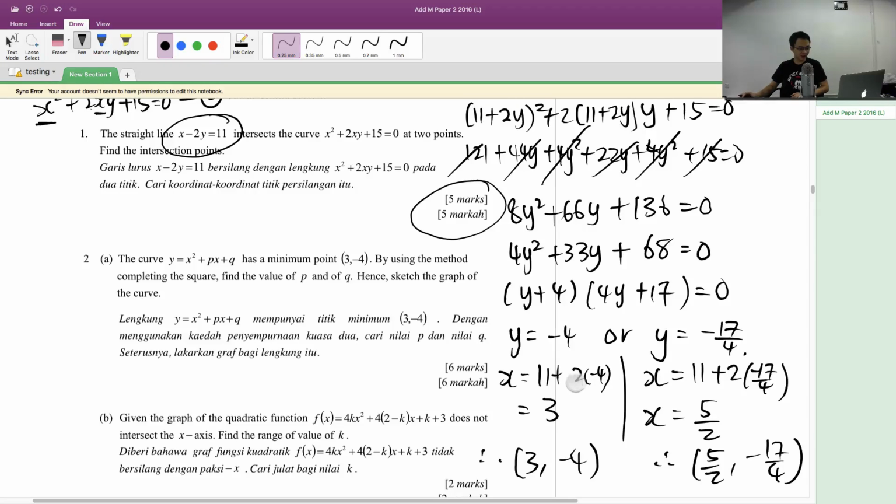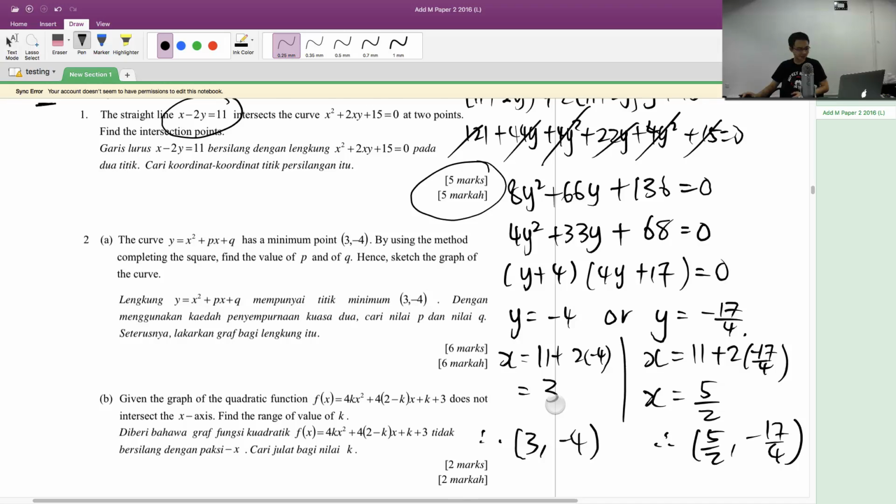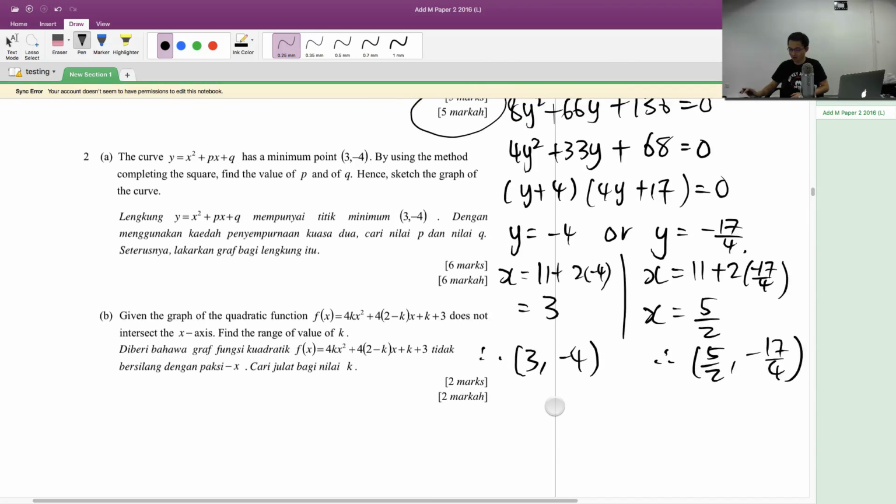Should be, right? Okay, if no problem, we move on to number 2. I just realized I used the number 2 space here, so I'm going to erase all this.